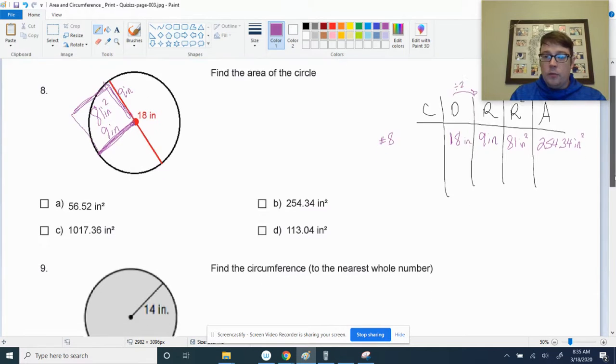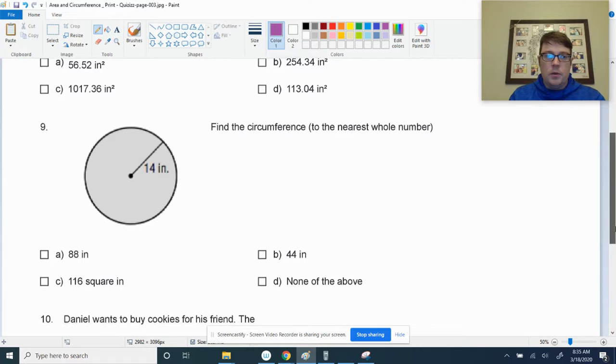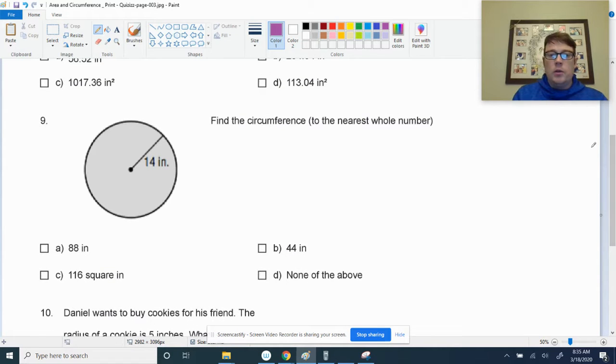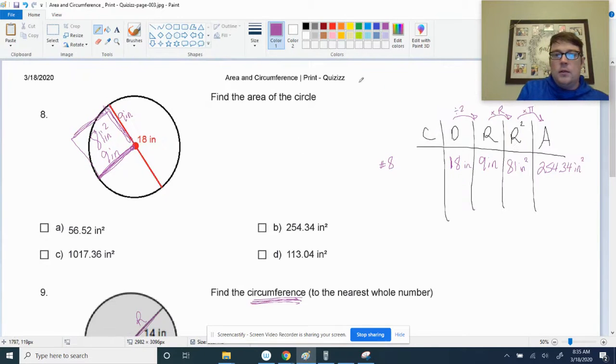Only got a couple more left. We're going to wrap this thing up here in just a bit. So now we're doing circumference. Circumference, that means we're moving to the left on the table. And they're giving us the distance from center to edge, which we know to be radius. So we're going to throw 14 in for the radius. 14 inches for the radius. This is number 9.